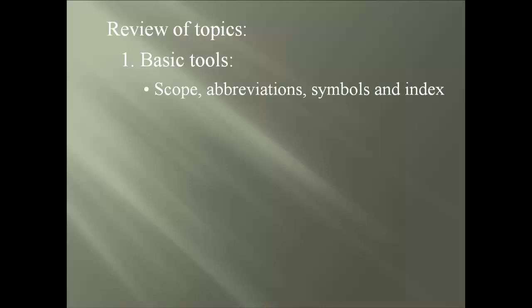We have come to the end of segment 4, and let's review the topics we have covered. First, we started with basic tools found in the code. We reviewed the scope of the code, key abbreviations and symbols, then alerted you to the index that you can use for finding information with speed and confidence.